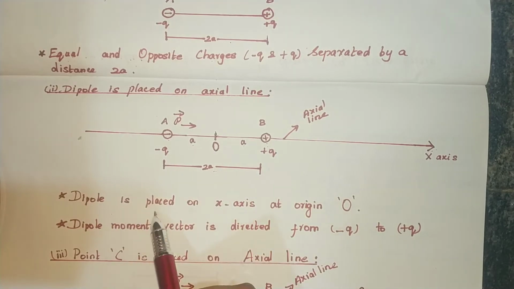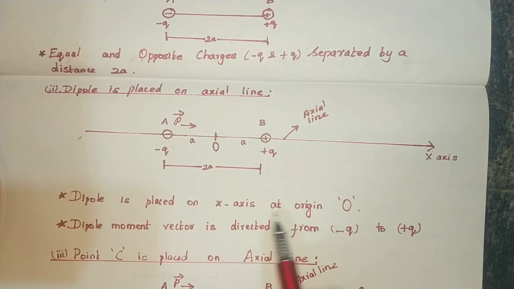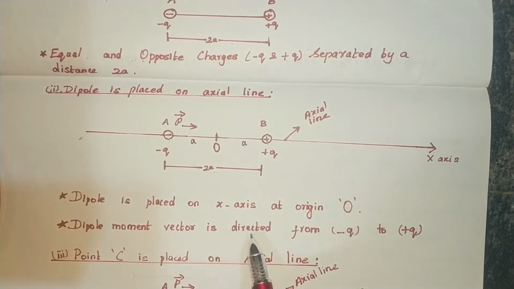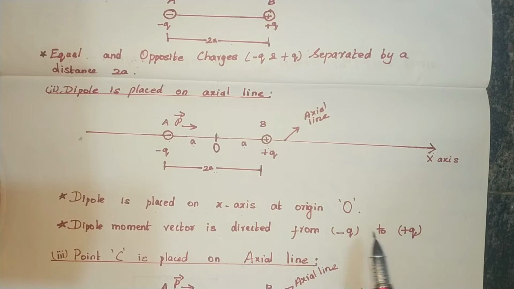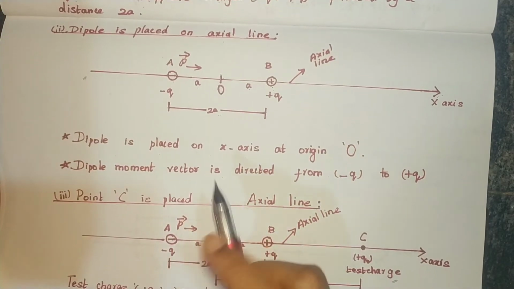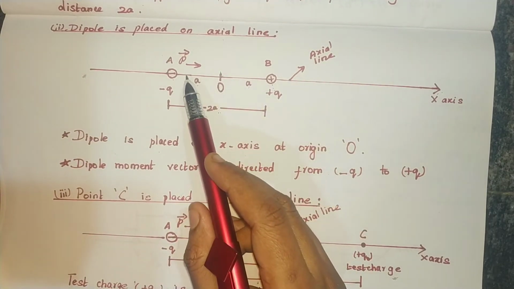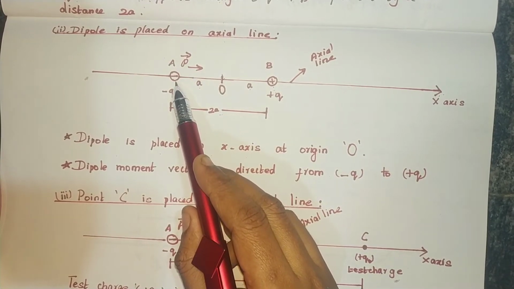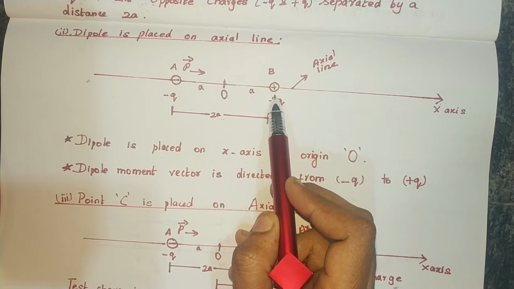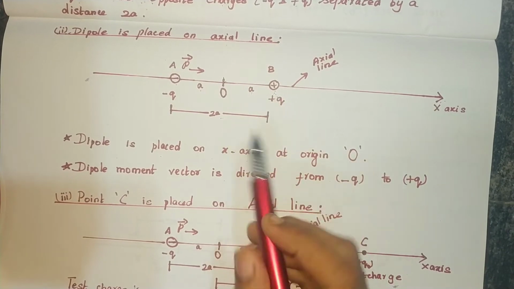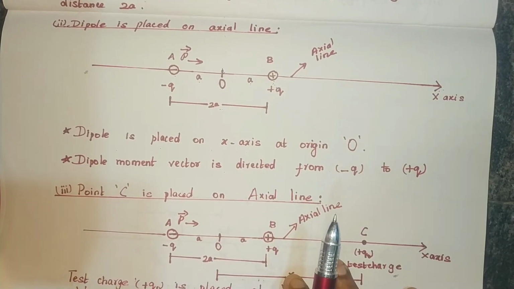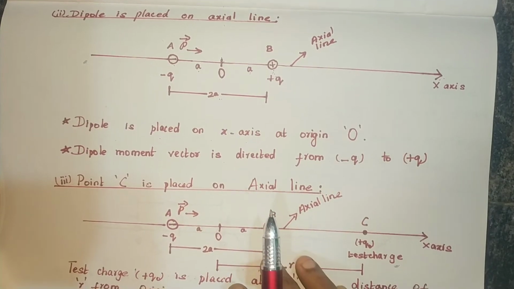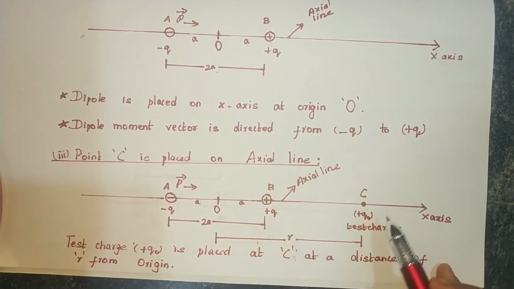அப்போ dipole is placed on x-axis at origin and the dipole moment vector is directed from minus q to plus q. இப்போ dipole இருந்தாலே நமக்கு dipole moment vector வரும். அதனுடைய direction எப்படி இருக்கும்? minus q chargeல இருந்து plus q chargeக்கு இருக்கும். ஓகேயா? இப்போ next நம்ம என்ன பண்ண போறோம்னா அந்த axial lineல we are going to consider a point C.